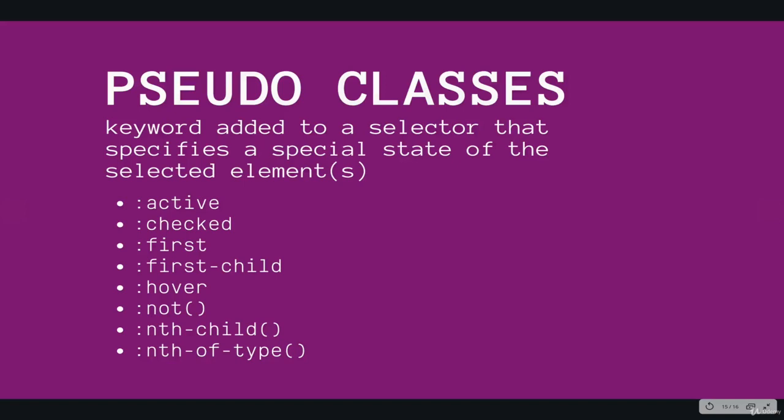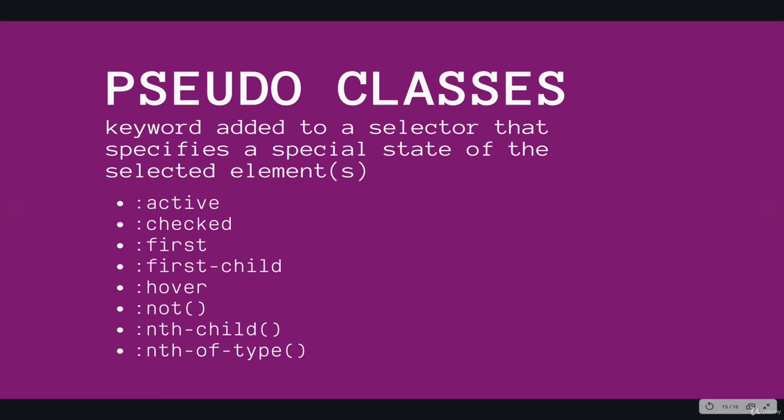So next up, we're going to cover some pseudo classes, which are kind of modifiers. They're keywords that we add on to the end of a selector that specify a particular state of those selected elements. So this is how we can target things like checkboxes that have been checked, or elements that are being hovered over, or things like every other button.